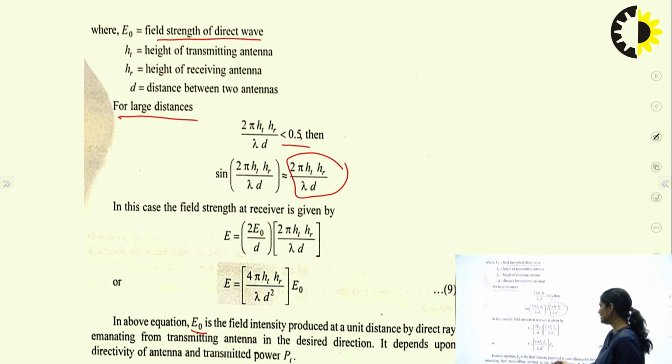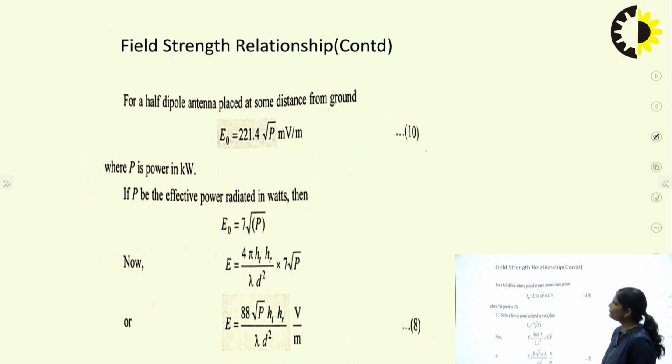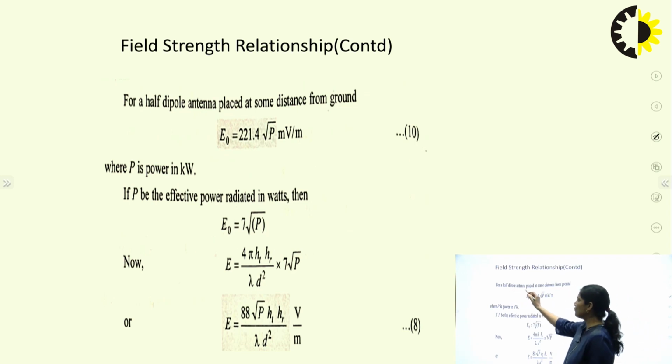So E0 is the field intensity produced at a unit distance by the direct ray emanating from the transmitting antenna in the desired direction. It depends upon the directivity of the antenna and the transmitting power, that is PT. Now the field strength relationship. For a half dipole antenna placed at some distance from the ground, E0 is equal to 2 to 1.4 under root P, in Weber per meter.